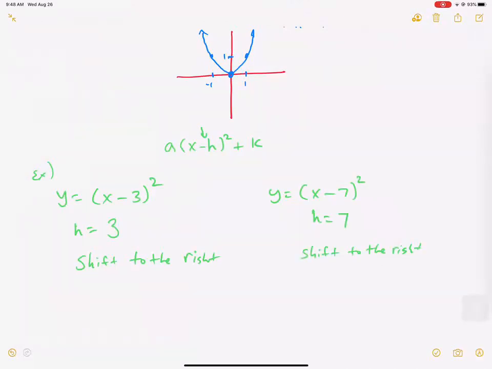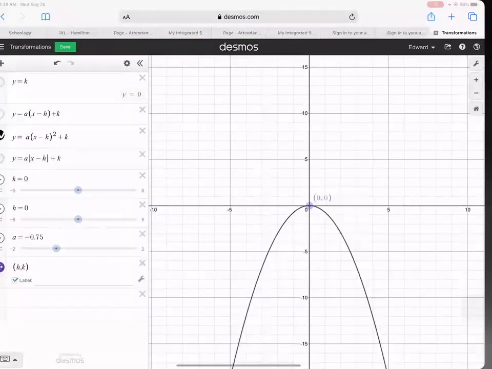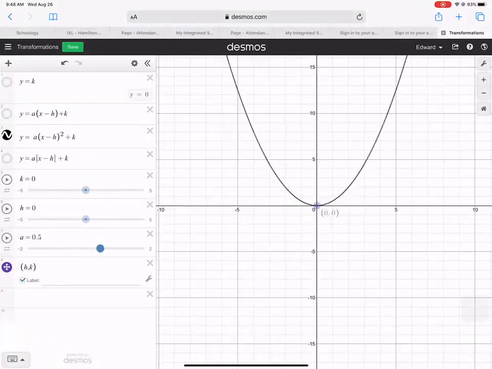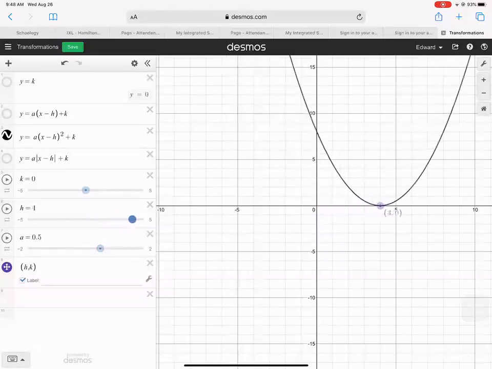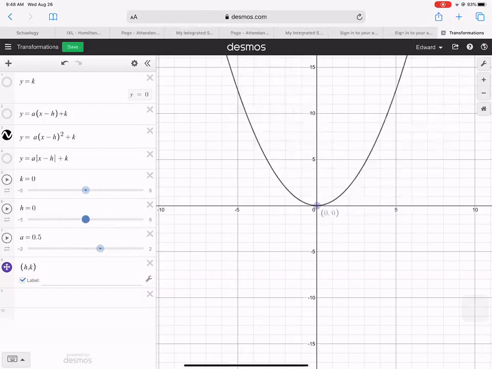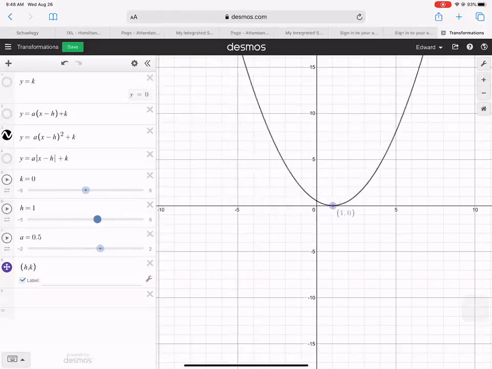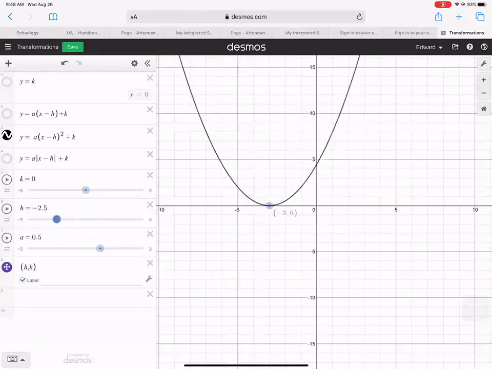A shift to the right. To demonstrate this, once again, let's go to Desmos real quick. So we have our parabola at 0. And if h is positive, take a look here, I'm making h positive. We shift to the right. If h was negative, we shift to the left.